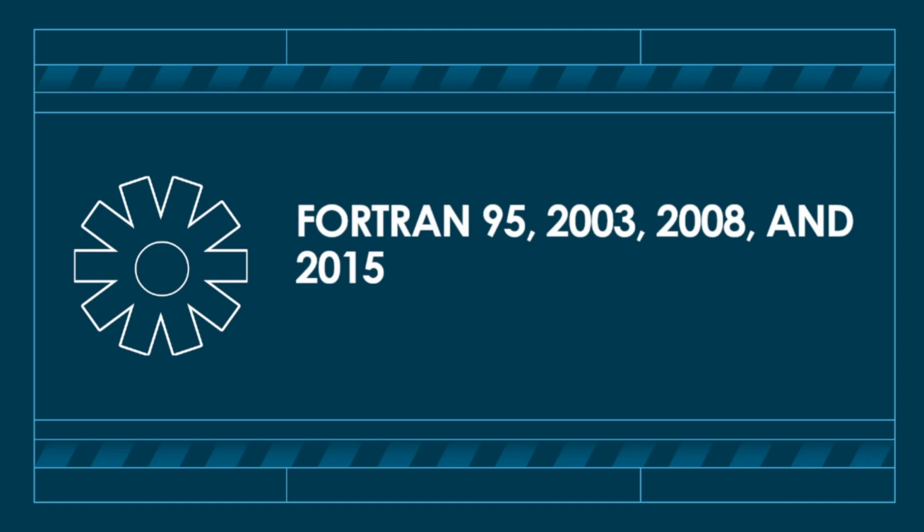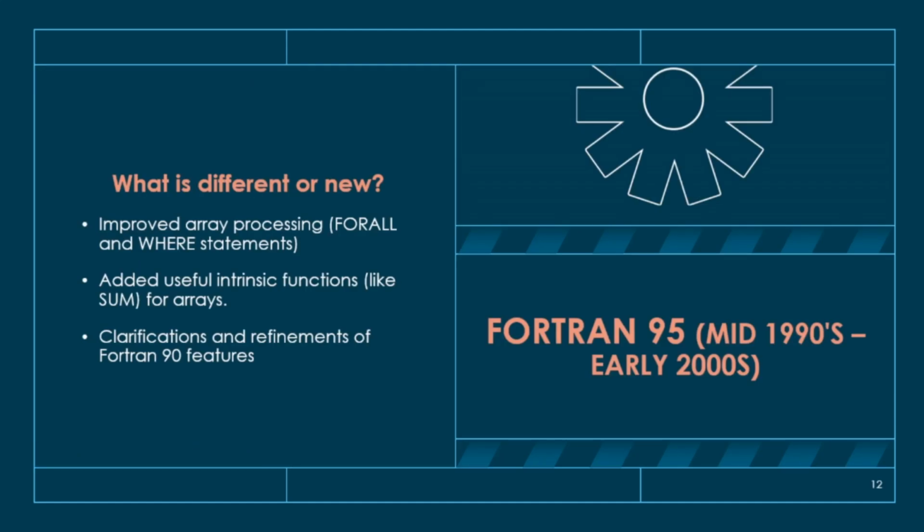I will be covering Fortran 95, 2003, 2008, and 2015. Fortran 95 was used mainly in the 1990s to the early 2000s. What's different between 95 and 90 is it improved processing for forall and where statements. It added useful intrinsic functions like sum for arrays, and it made some clarifications and refinements of Fortran 90 features.